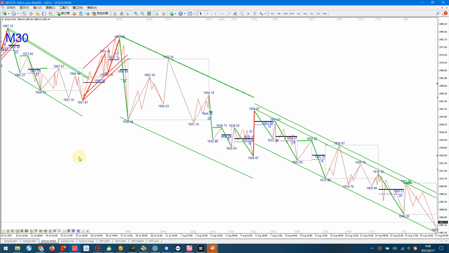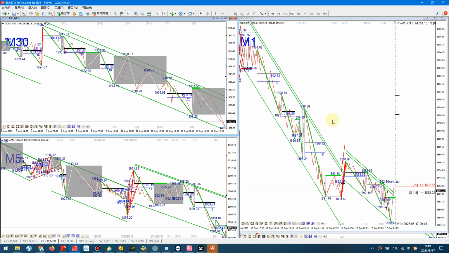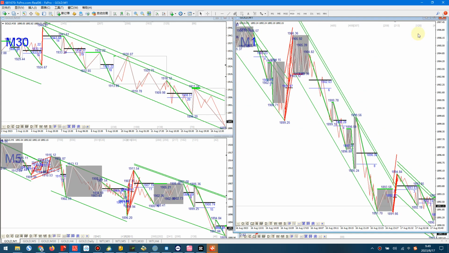Don't think that you can always catch the low point or the high point. Sometimes there are conditions for catching the low point. For example, if it is a disordered interval, then we can catch a low point. This is no problem. Then, for example, if the channel is broken and then created again, let's see if there are any examples. There seems to be no examples here recently.